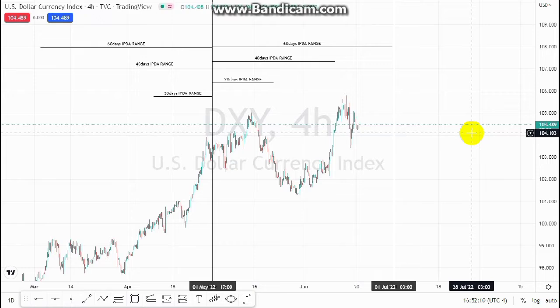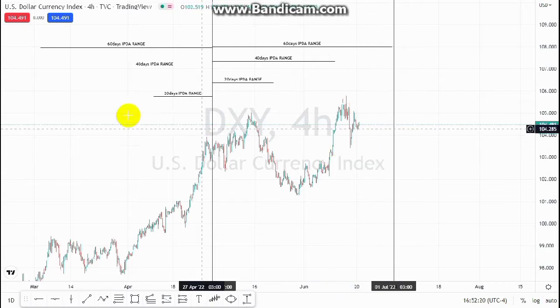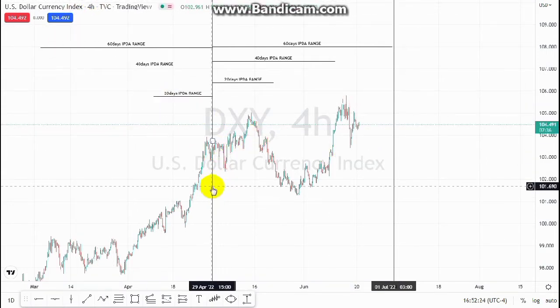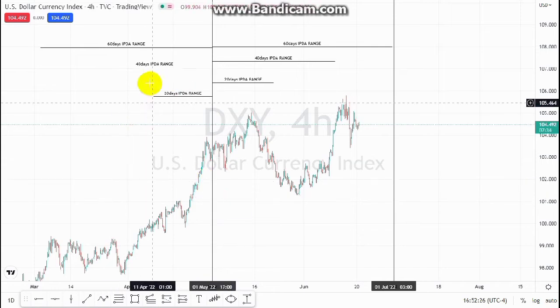This is going to be the first episode on the weekly outlook series. We're going to start from the dollar index. Obviously you can see I have my range marked out.